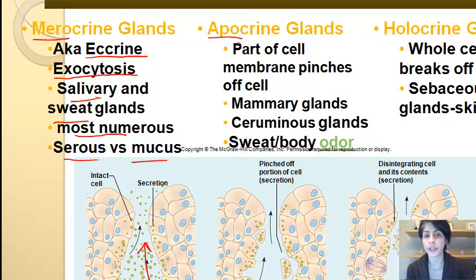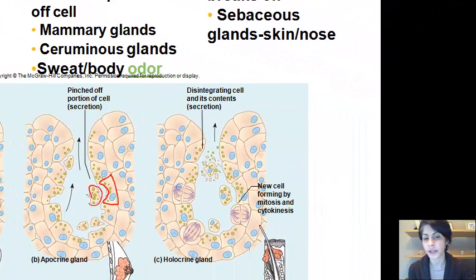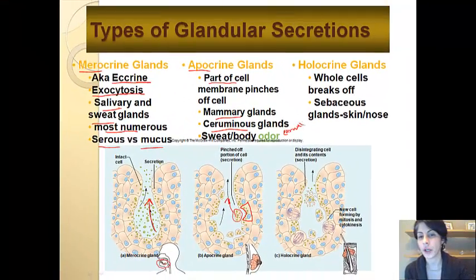Apocrine refers to part. So basically, part of the cell membrane actually pinches off the cell. The cell by itself, the lining, maintains its integrity, just the part with the products comes off, and that's secreted into the ducts. Mammary glands are good examples, as are sweat glands and ceruminous glands, which secrete cerumen, which is earwax.